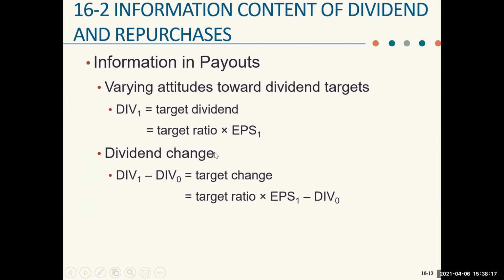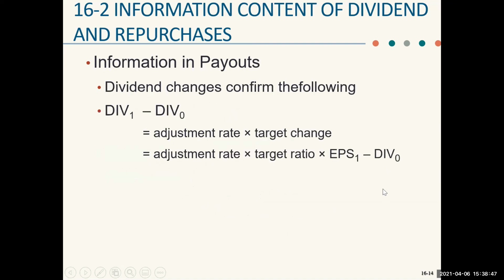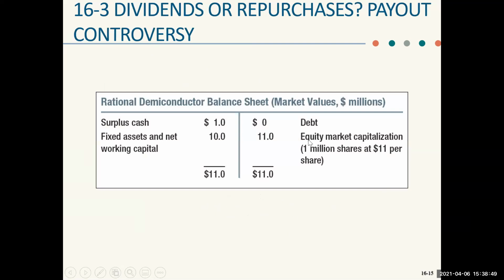And the dividend change is the difference between dividend 0 and dividend 1, right? That is the current dividend and the future dividend. That gives you the target change. So by substituting the formulas here, you can find out that target ratio times EPS 1, which is this one, minus the dividend 0. That way you can find out our expected dividend change.